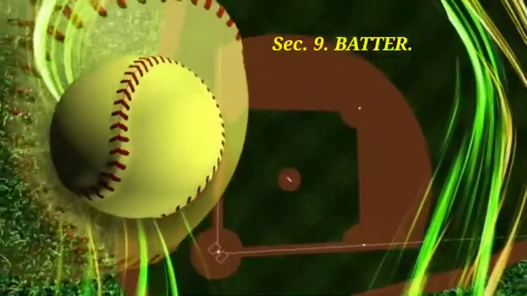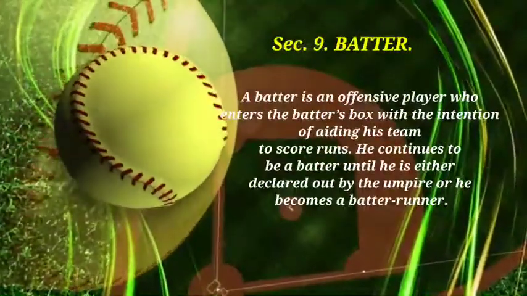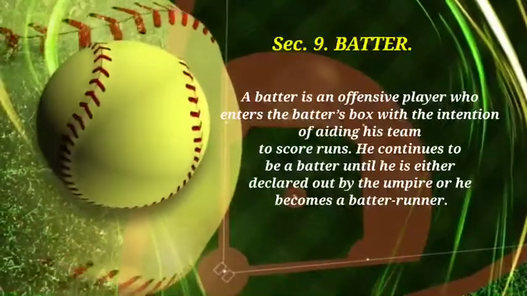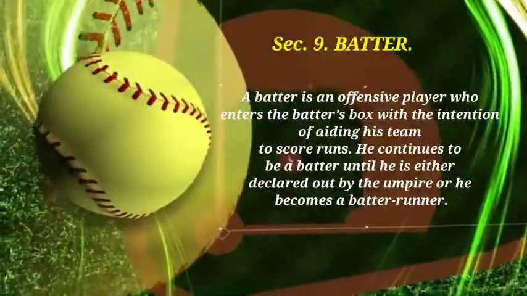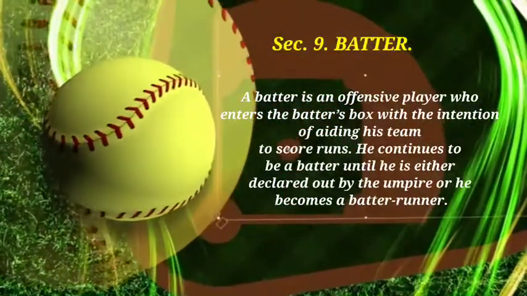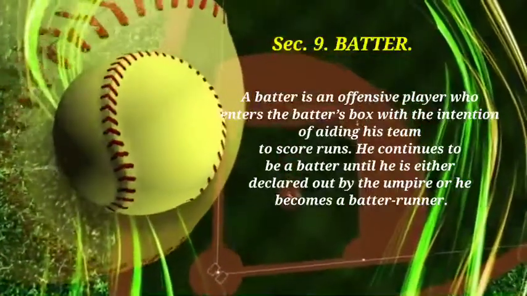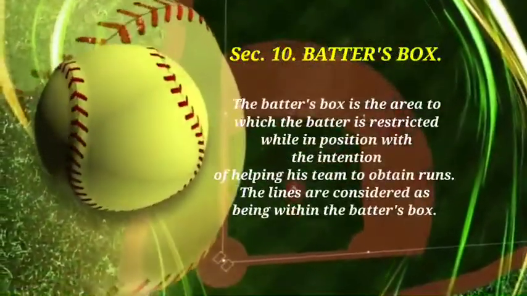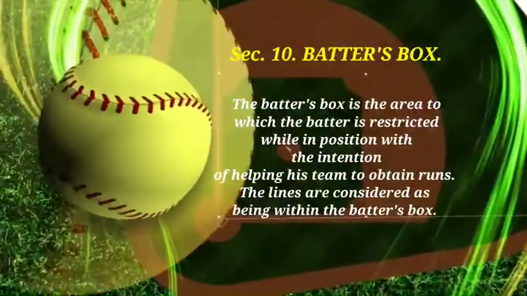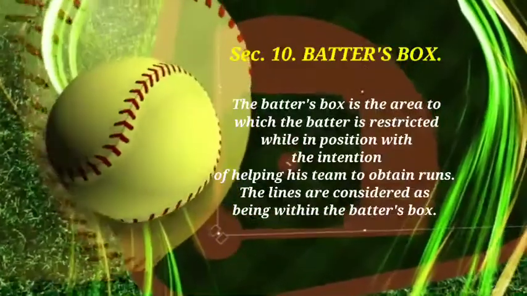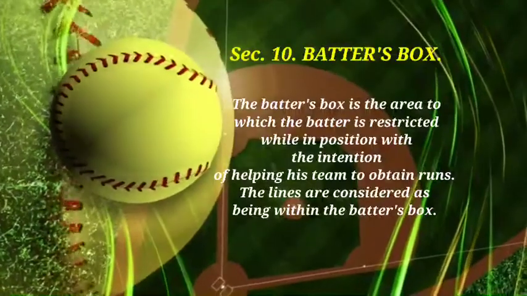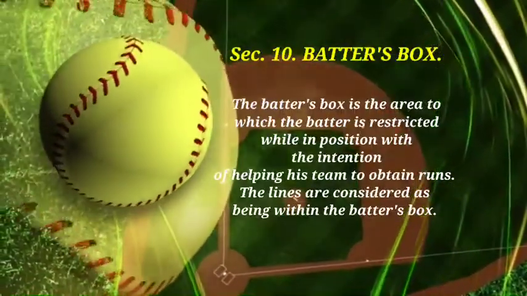Section 9 Batter. A batter is an offensive player who enters the batter's box with the intention of aiding his team to score runs. He continues to be a batter until he is either declared out by the umpire or he becomes a batter runner. Section 10 Batter's box. The batter's box is the area to which the batter is restricted while in the position with the intention of helping his team to obtain runs. The lines are considered as being within the batter's box.